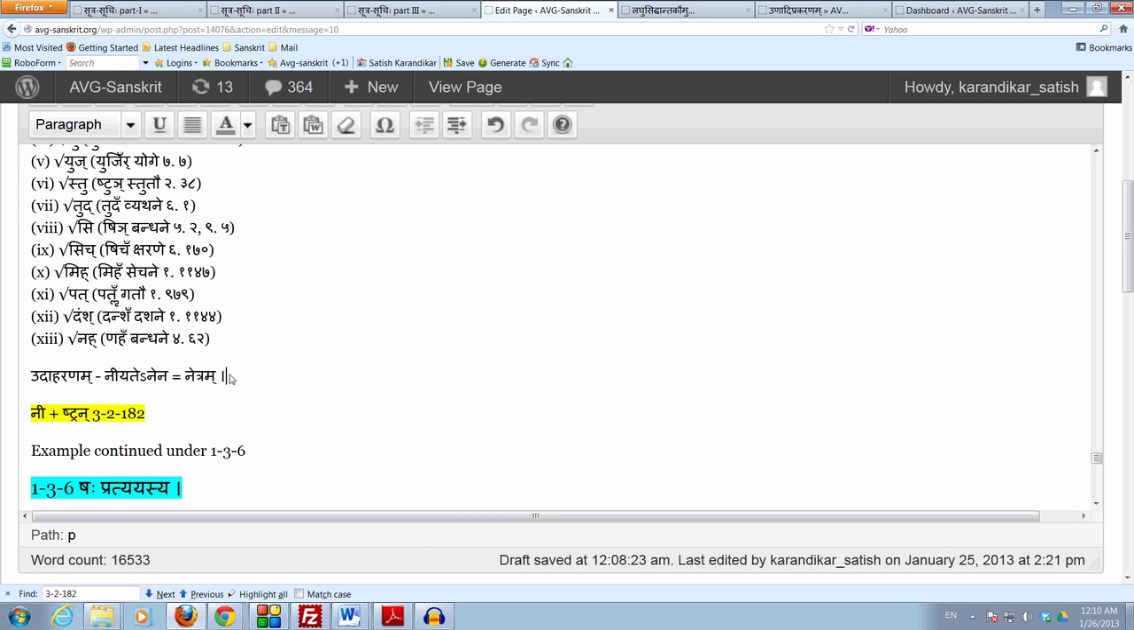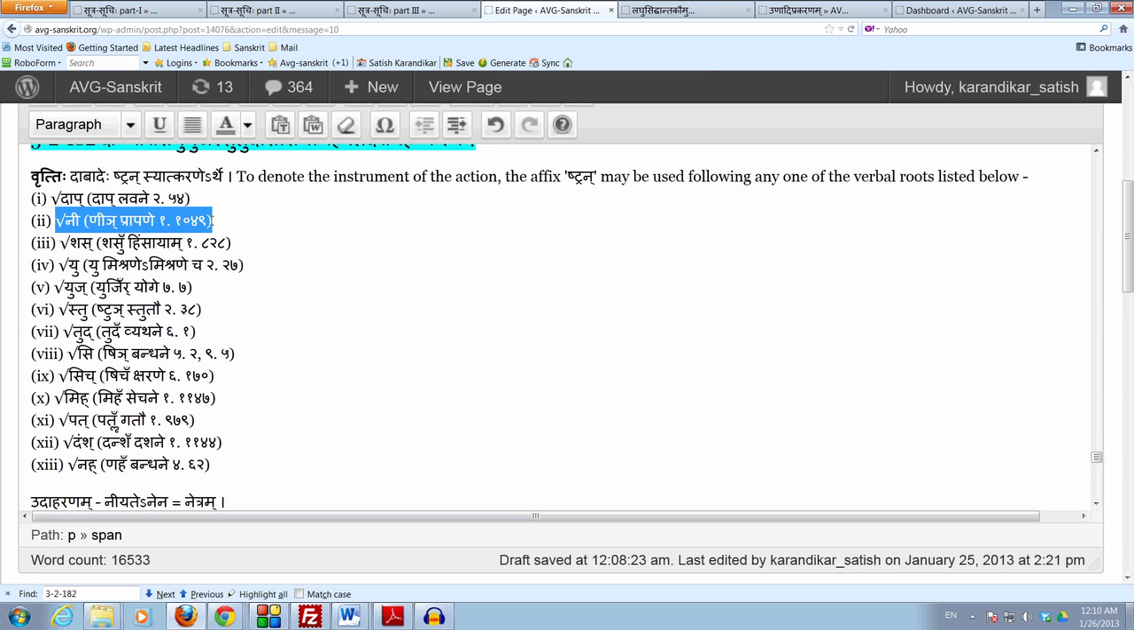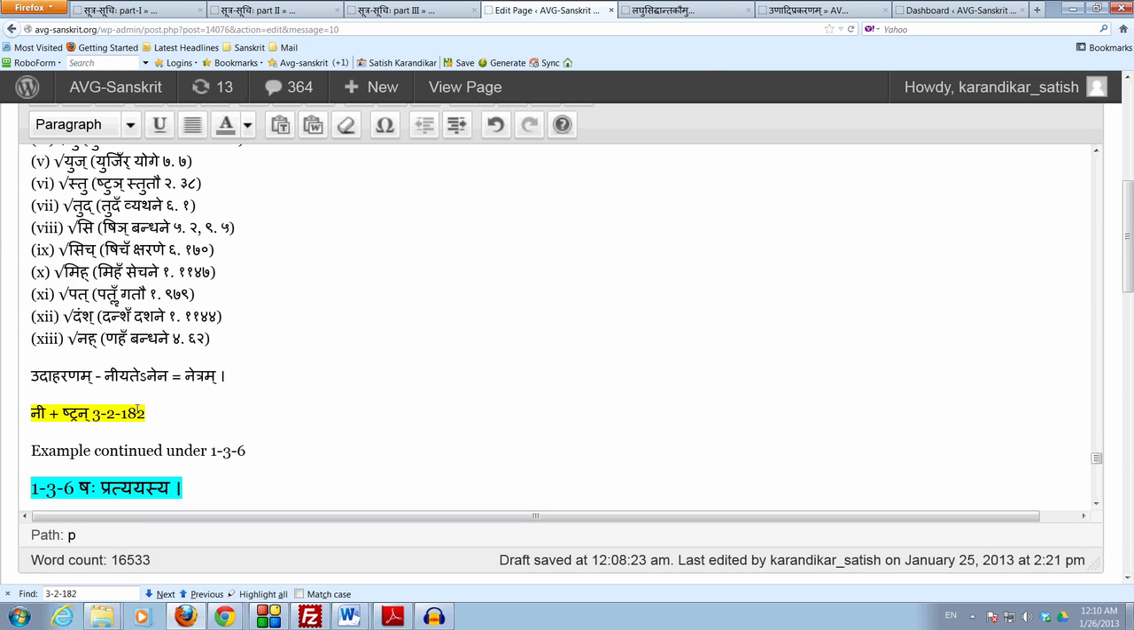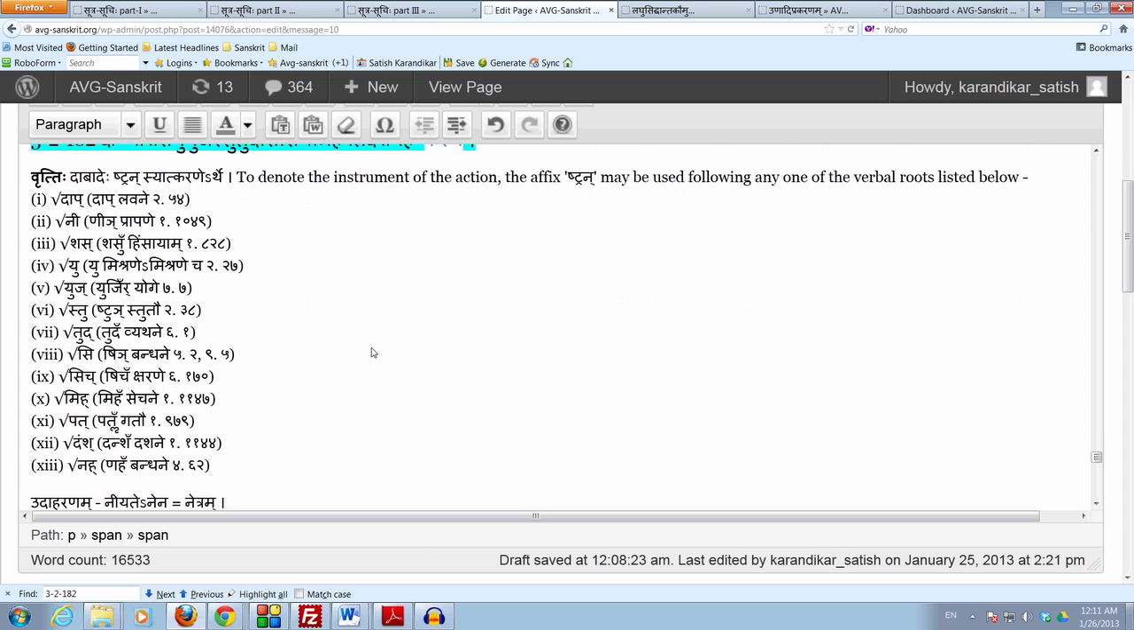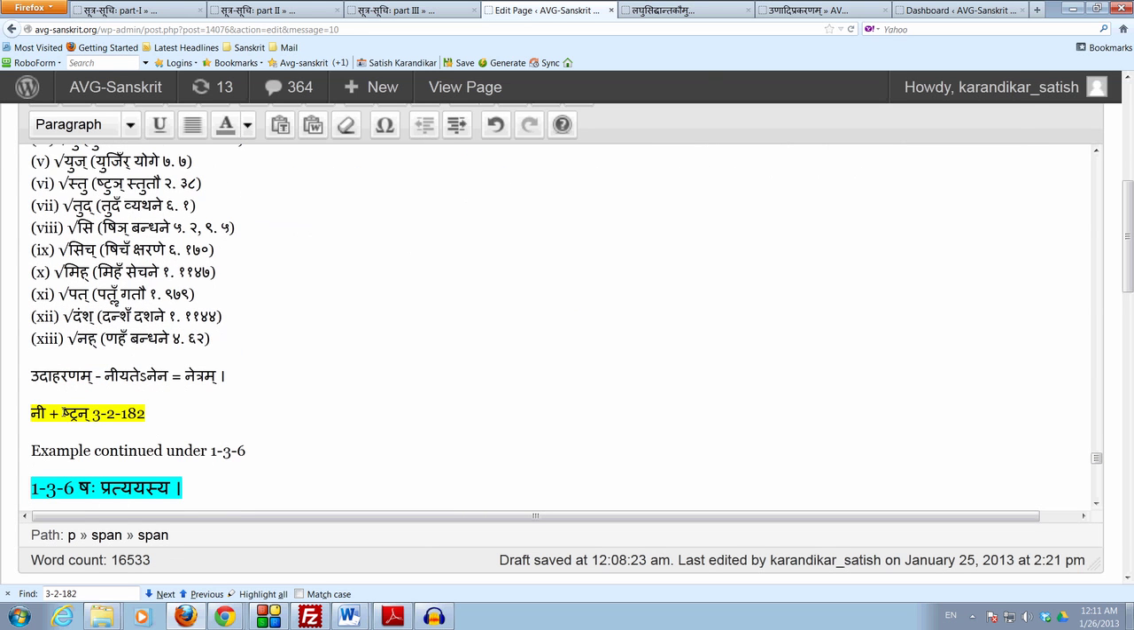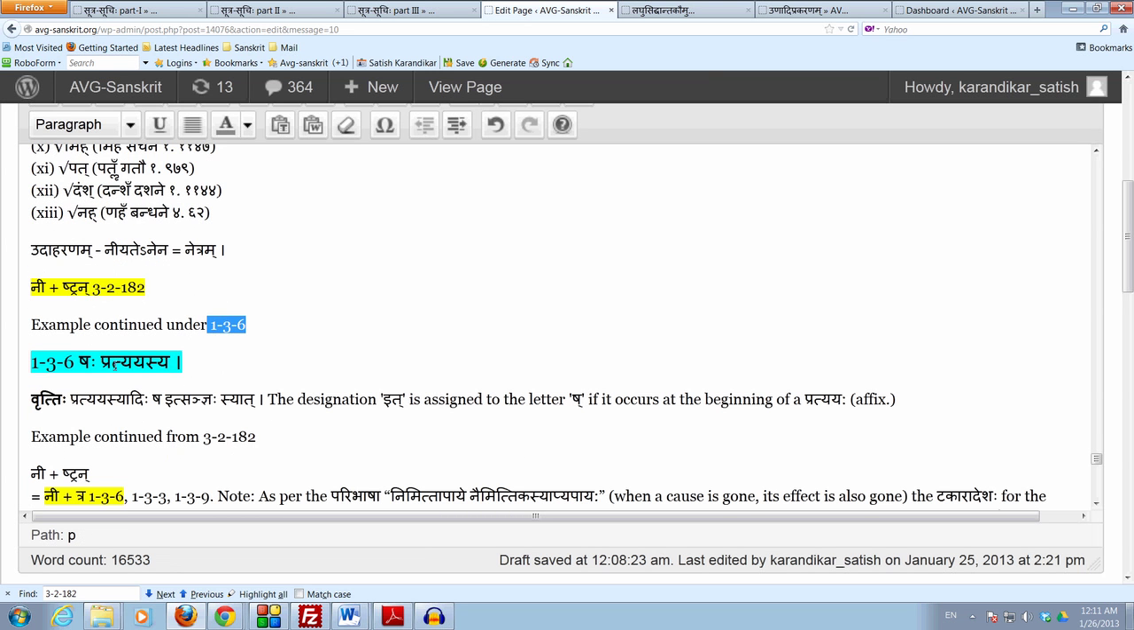We start the derivation by taking ni plus strun, because Panini specifically mentions this verbal root in this sutram 3.2.182, and we bring in the affix strun in the sense of the instrument of the action, not the doer. So we are not using 3.4.67 because Panini specifically says karane in this sutram. Now at this point we want to give the it sanjna to the beginning shakara of strun. Of course the ending nakara gets the it sanjna by halantyam, but the beginning shakara also needs to get the it sanjna here. For that we need the next sutram, which is 1.3.6 shaf pratyayasya. That will be our next sutram.